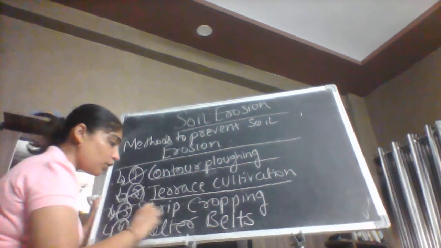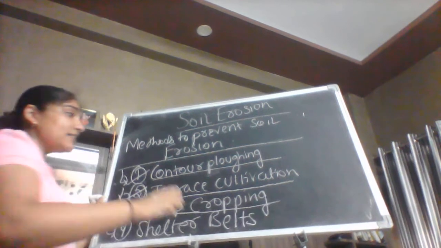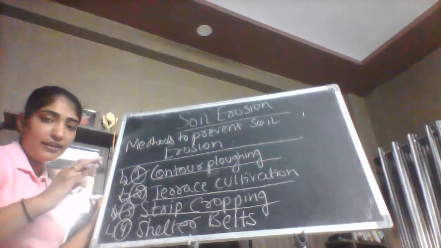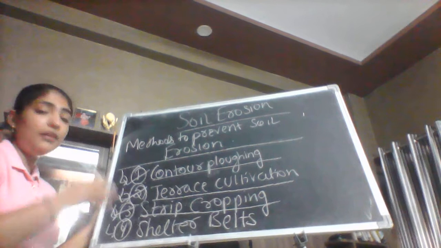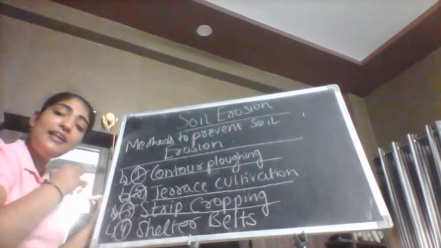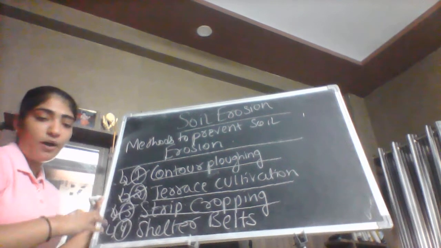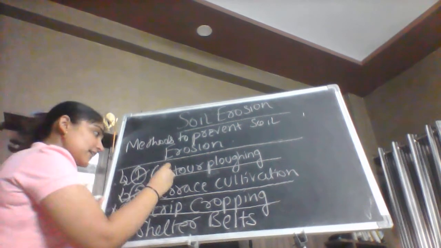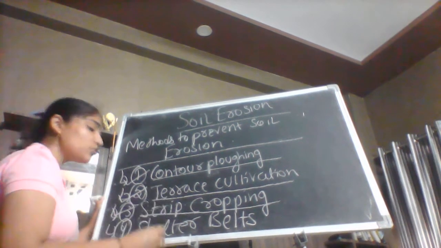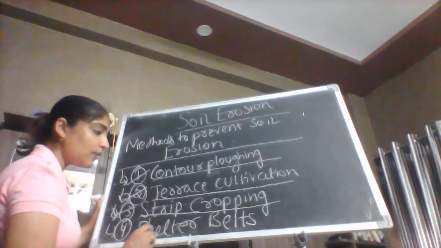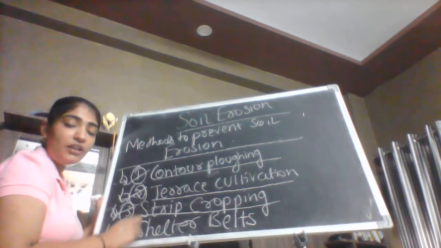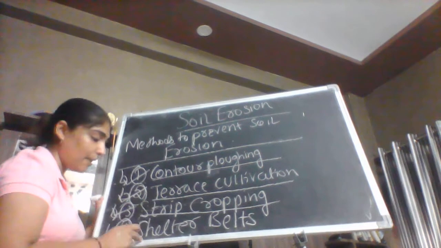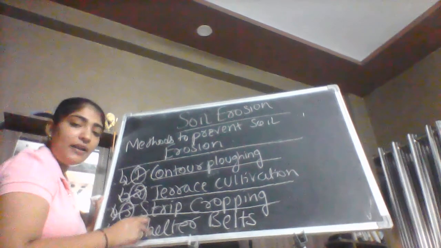Now what is strip cropping? Strip cropping is when large fields are divided into strips. For example, strips of grasses are left to grow between the crops, which slows down the flow of wind. So these are the methods to prevent soil erosion. I didn't talk about the shelter belts because I will cover this preventing method in the next video.